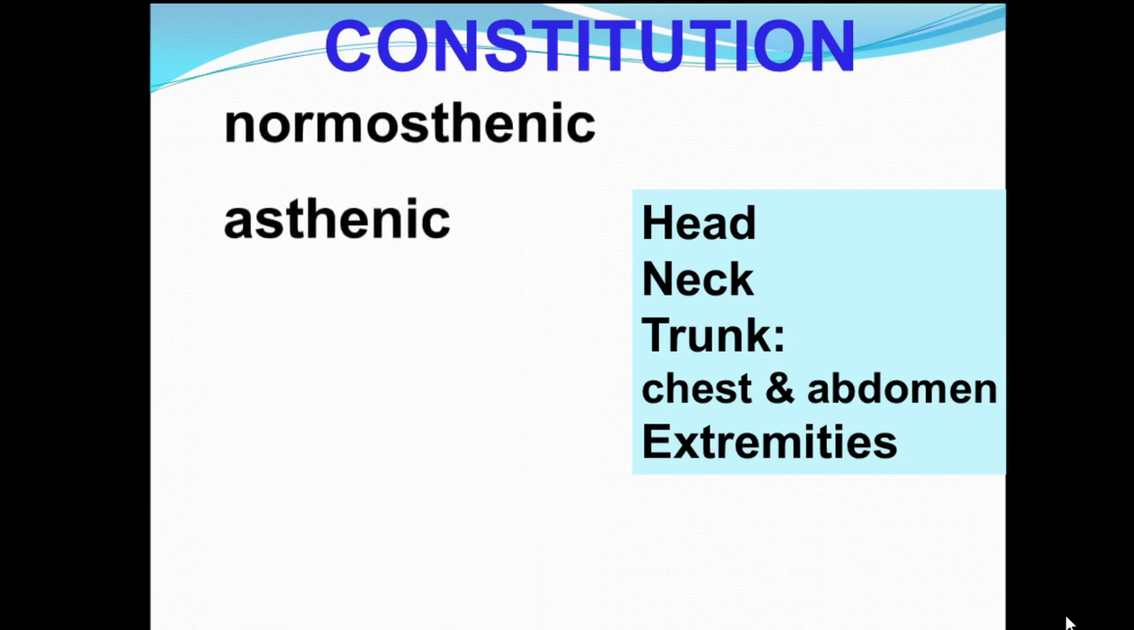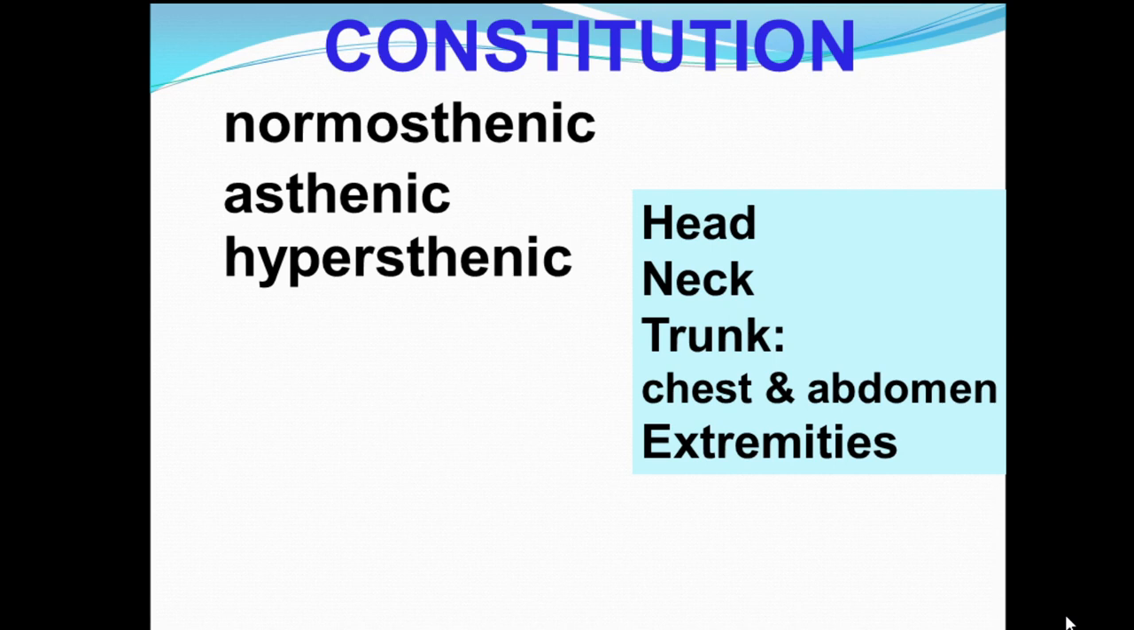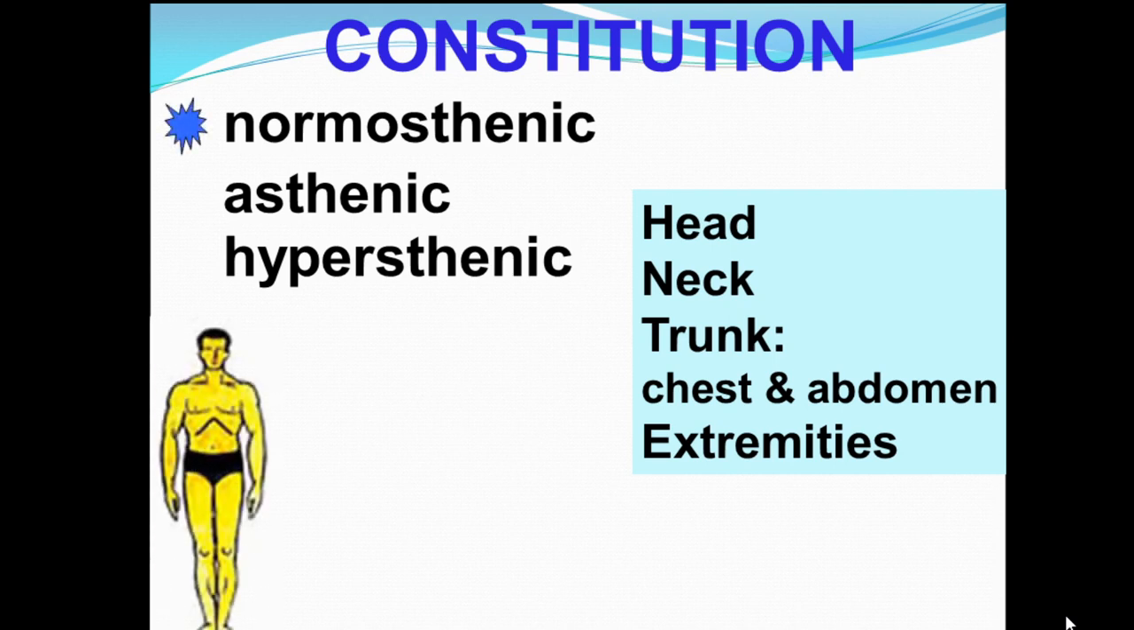We distinguish three types of constitution: normosthenic, asthenic, and hypersthenic. We are talking about normosthenic constitution when the body is proportional. The patient has a moderate size of the head and neck, the size of the chest and abdomen is approximately the same, and the length of extremities is moderate. 80% of people have a normosthenic constitution, and sometimes when we walk along the street, we do not pay attention to these people because they are usual.